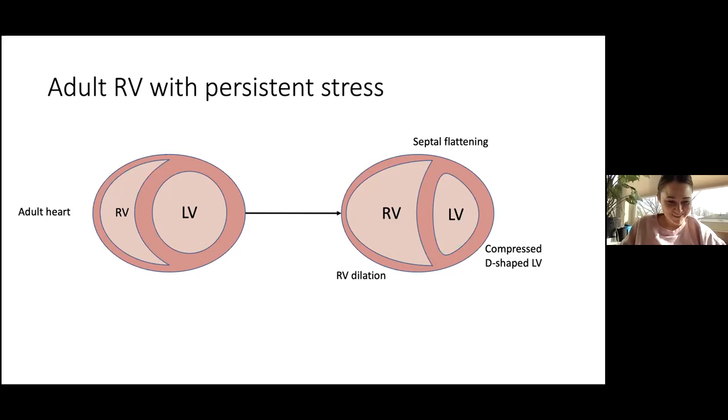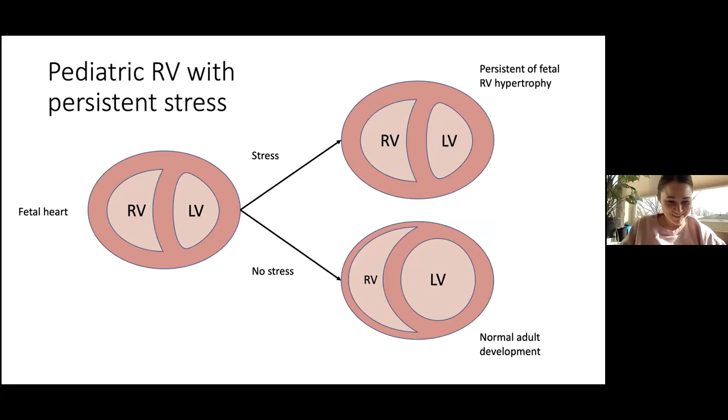I'm going to do a quick aside here because we rotate through cards at the U and we see folks with some abnormalities in their heart that have been going on since childhood. And I just want to mention that the pediatric heart is a little different. On the left here, I have a normal fetal heart. And say that someone has congenital heart disease that results in chronic stress on the right ventricle. The fetal heart, you can see, has more similar RV and LV chamber sizes.